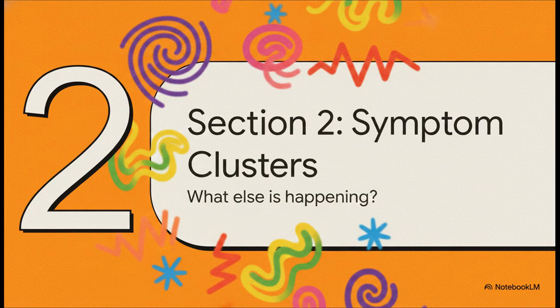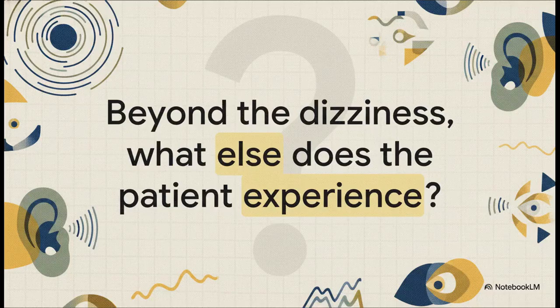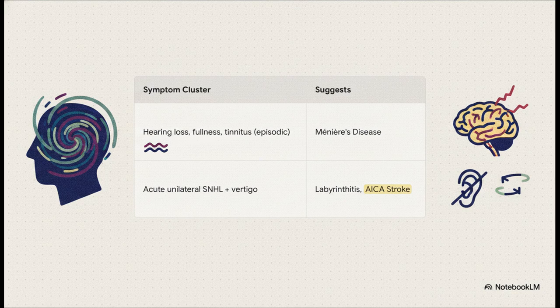Okay, so you've nailed the trigger. Now we're going to apply our next filter, associated symptoms. This is where we listen for the whole constellation of symptoms, the clusters, that happen during an episode to really refine our thinking. And the guiding question here is simple, but it's so profound. You just have to ask, beyond the spinning or the unsteadiness, what else is happening? What's the full package?